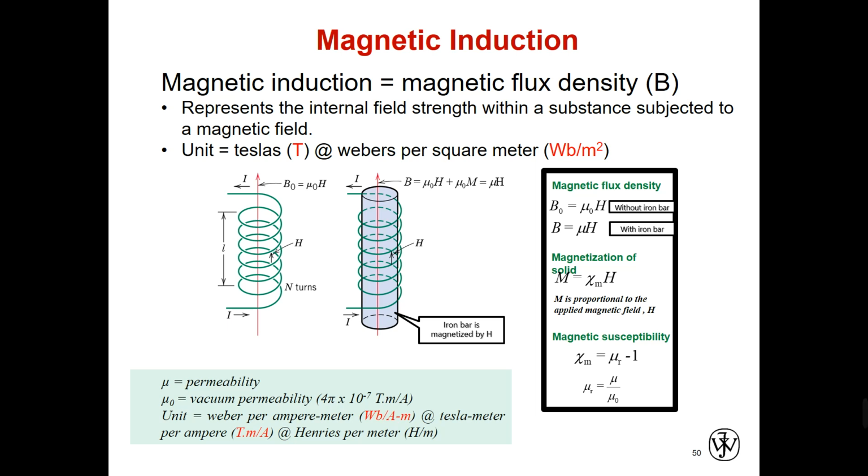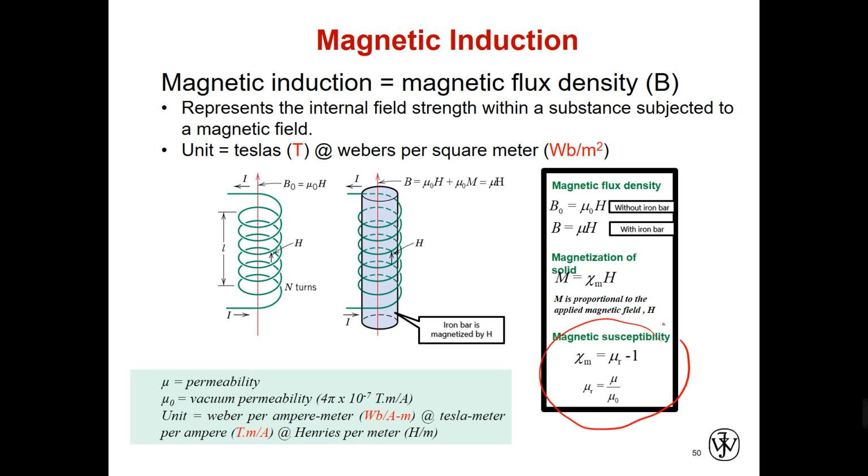Then we have B, the magnetic flux density. Without the iron bar, B0 is equal to mu 0 H, and with the iron bar, the equation will be B equal to mu H. Magnetization of a solid can be M equals Xm times H, whereby M is proportional to the applied magnetic field H, and Xm is the constant or magnetic susceptibility as shown in the equation below.